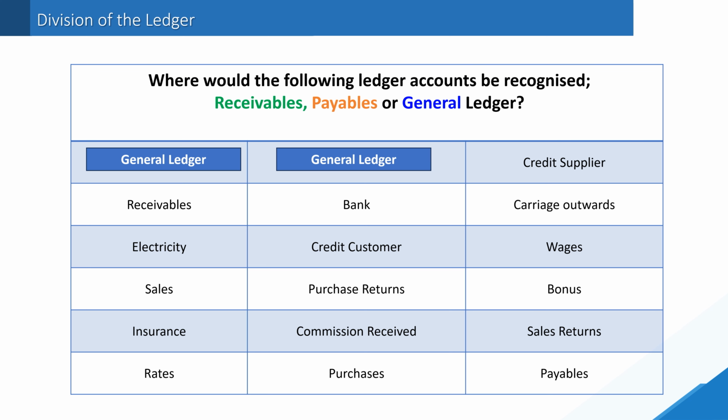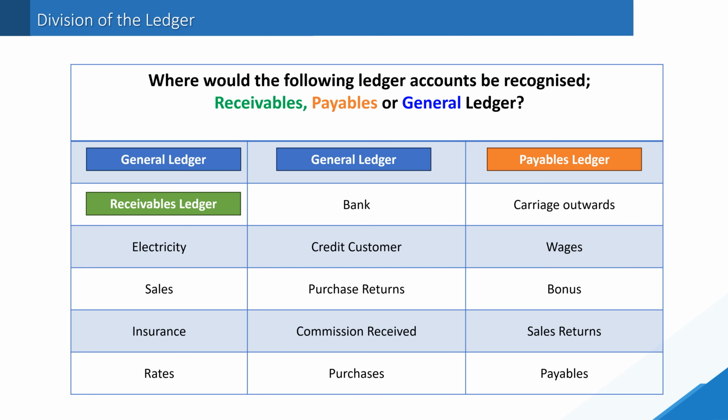A credit supplier will have an individual account in the payables ledger, showing the liability the business has to their payable. Receivable accounts sit in the receivables ledger, showing the value that receivables owe the business. The bank account could be an asset account, it could be a liability account, depending upon whether funds are available or the business is overdrawn. But regardless of the balance, it will be recognised in the general ledger.